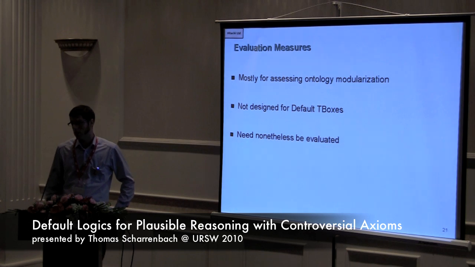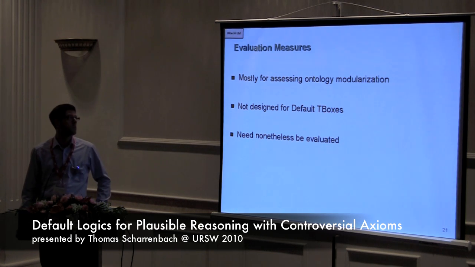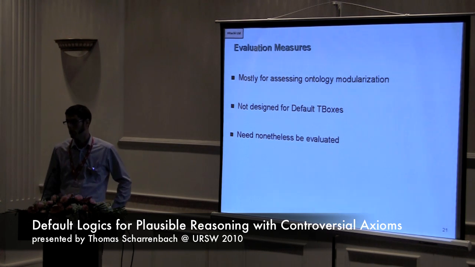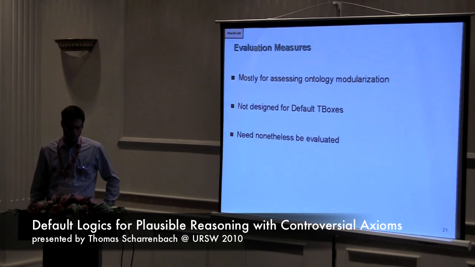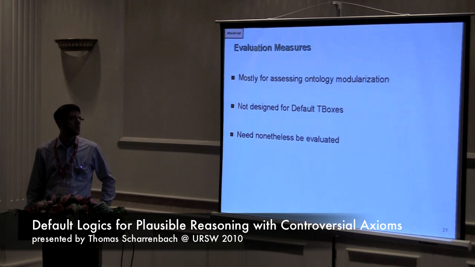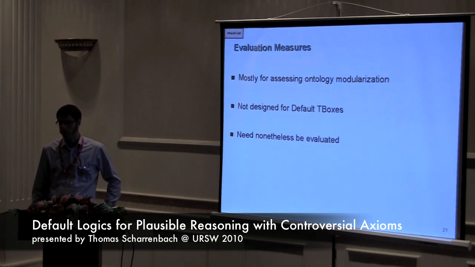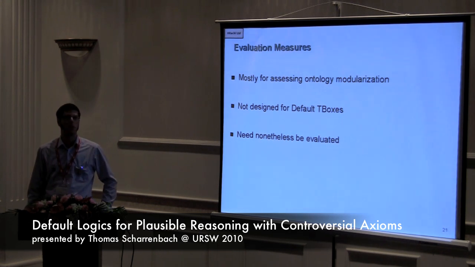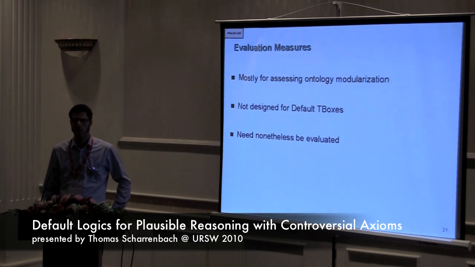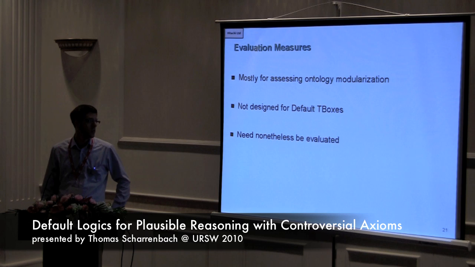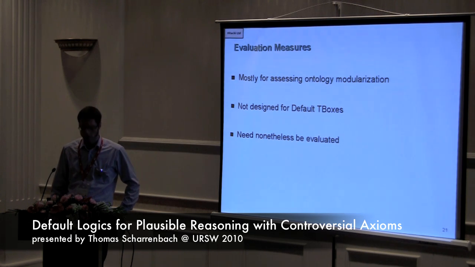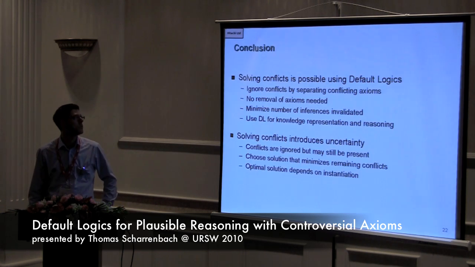There exist other evaluation measures, but they have mostly been designed for completely different purposes. Usually these information content based evaluation measures are used for ontology modularization, so to measure how good the separation of an ontology into submodules was, and we nonetheless need to evaluate and compare this to the measure that we proposed.